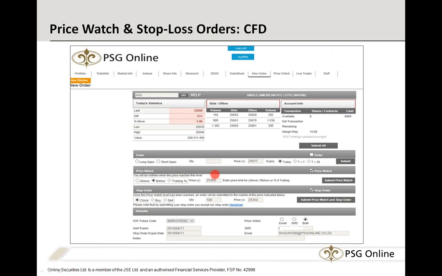At 254. Okay, so that's how a stop loss will work on the system. Let me see if there's any questions coming through. I hope you guys are enjoying this.